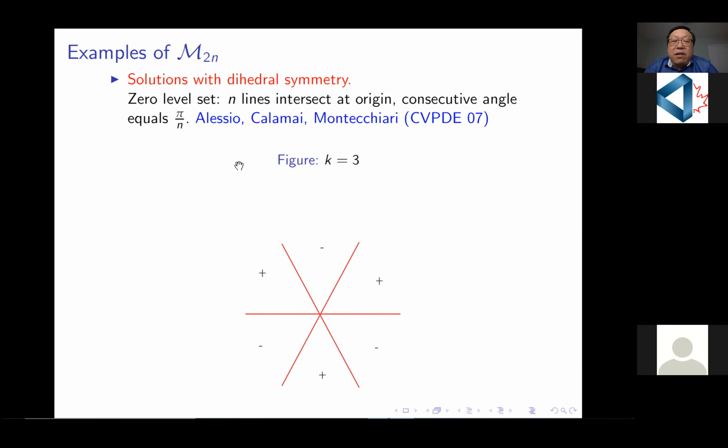You can generalize this construction to 2n ends with some dihedral symmetry, and this is called a pizza solution. You just divide R2 into pizza slices and get a solution which changes sign, plus and minus, with u equal to 0 on these lines. For example, this is the six-ended solution.